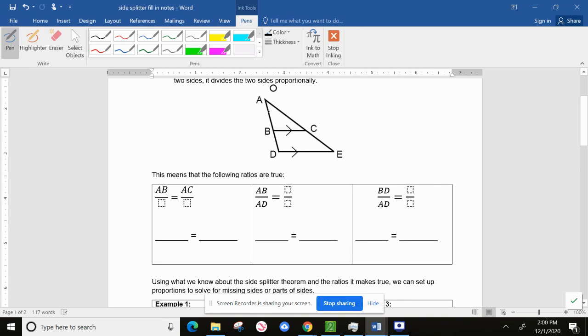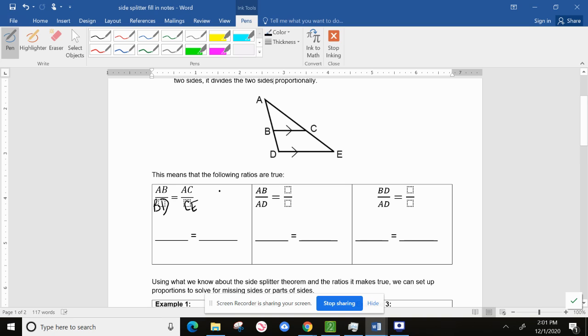If you know side AB, it is going to make a ratio with BD. So this piece of this side and this piece of this side. So BD goes down here in this box. So AB over BD, so the top piece of the side and the bottom piece of the side is equal to AC over, what do you think? CE. So the bottom part of that side. Forgive me for my messy writing.